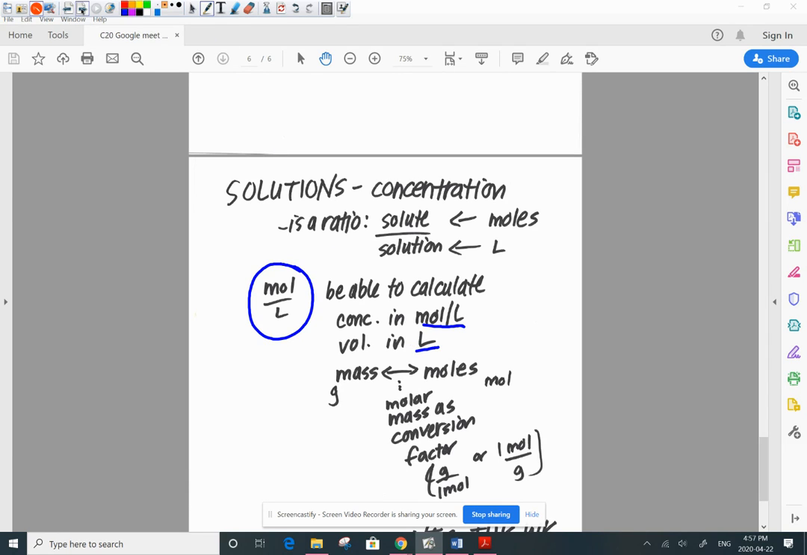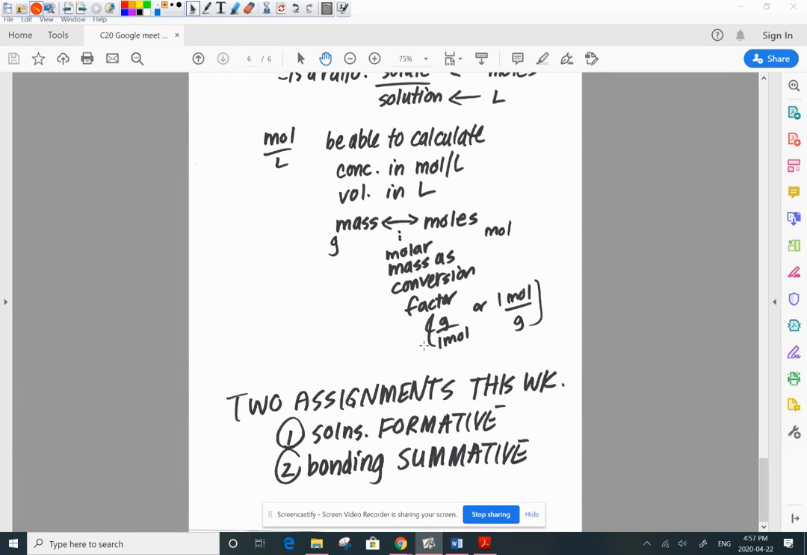Anyways, you can read through that note guide, and if you have any questions, you will of course email me and let me know. There are going to be 2 assessments this week. One is a formative on bonding. One is a solutions formative, and the second is a summative on bonding.